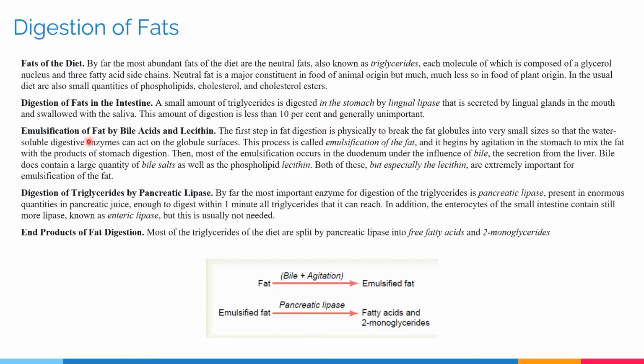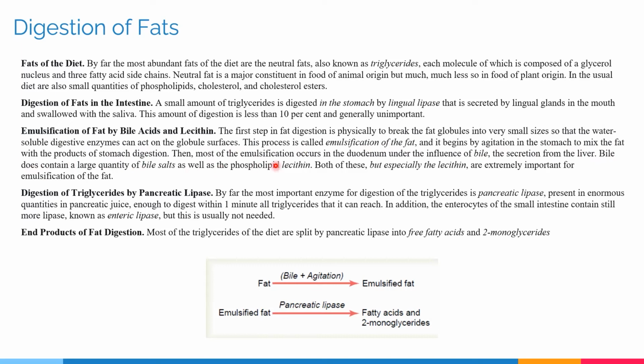Next is the emulsification of fat by bile acid and lecithin. The first step in fat digestion is physically to break the fat globules into very small sizes so that the water-soluble digestive enzyme can act on the globule surfaces. This process is called the emulsification of fat, and it begins by agitation of the stomach to mix the fat with products of the stomach digestion.